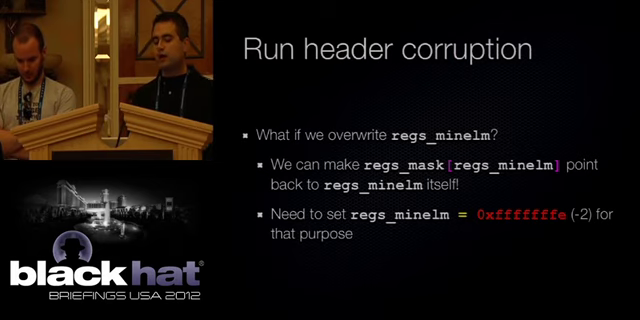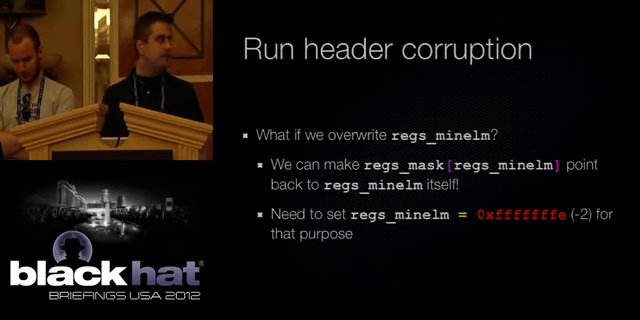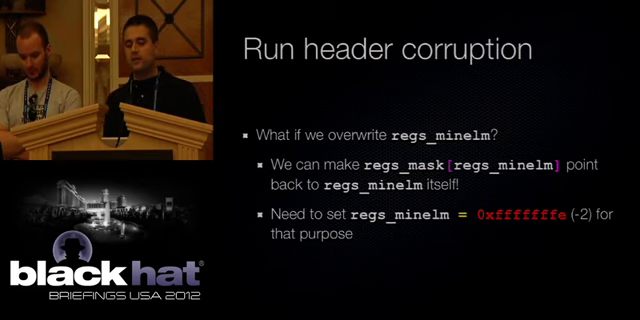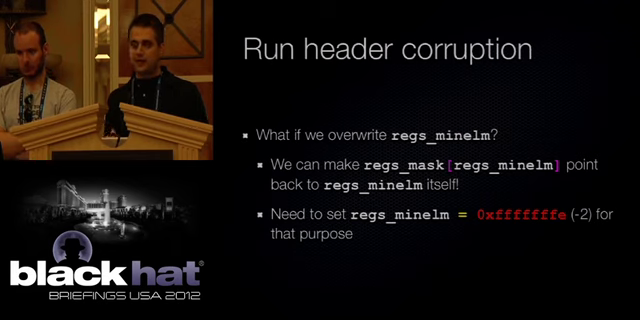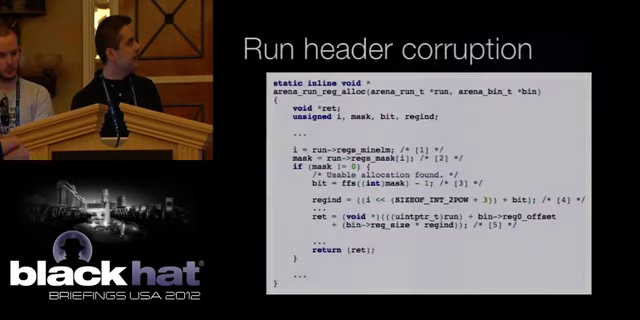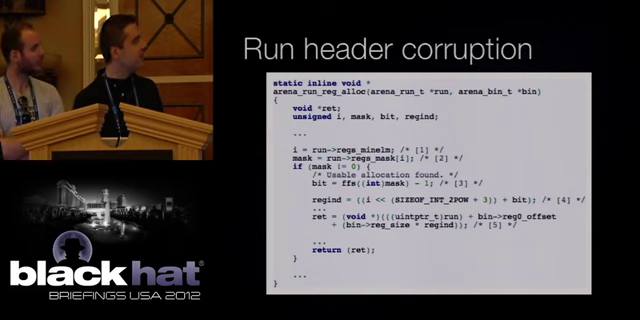So by overriding with a specific value, the -2 value, which is this in hex, we are able to make the bit mask point back to the regsmin element itself. So that's the code of jemalloc that is responsible for making allocations. As you can see here, since we control this regsmin element, we also control i, and since we control i, we also control mask.